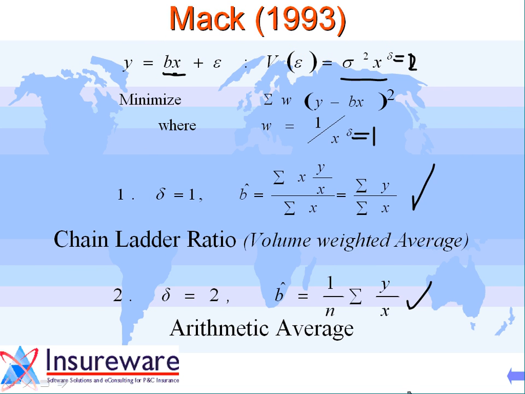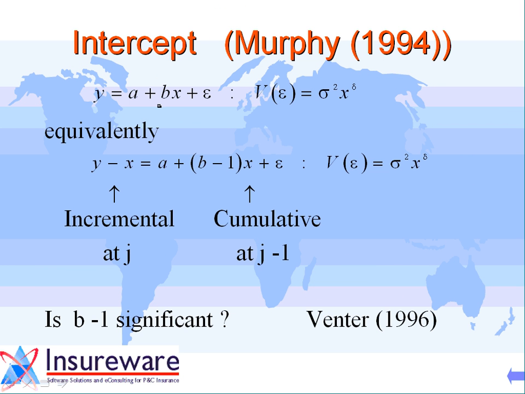So Murphy, in 1994, suggested that we should include an intercept. And you can see for this data, we definitely need one. Otherwise, the model doesn't capture the features in the data. Now, if we look at this equation, which we just fitted, if you subtract x from each side of the equation, you obtain y minus x equals a plus (b minus 1)x. These two equations are equivalent. They're identical. It doesn't matter which one you solve in your spreadsheet, you'll get the same answers.